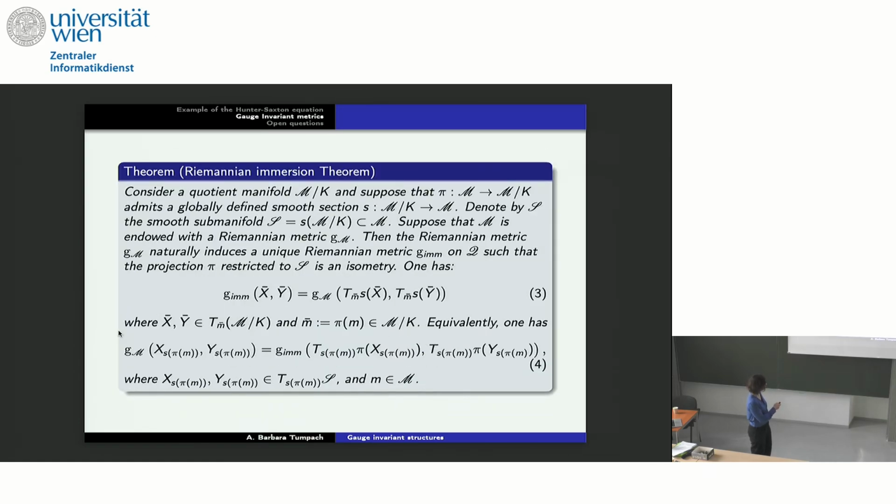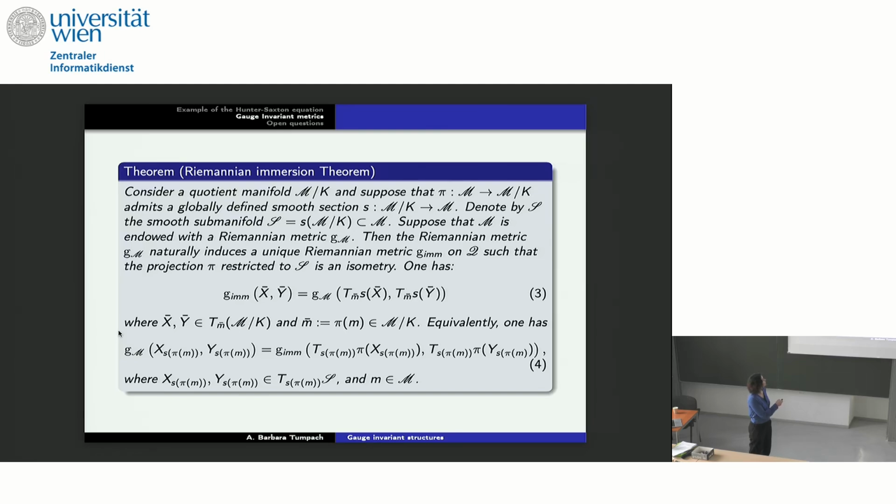I would like to make a connection with other types of theorem to endow a quotient space with a Riemannian metric. So there is a Riemannian immersion theorem. If you have a quotient of a manifold by a group and you are lucky in the sense that there is a globally defined section of the fiber bundle, then this section, if it's a smooth section, will define a submanifold in the total space. And if you have a Riemannian metric on M, you can restrict it to this submanifold, and this will give you a metric on this submanifold S.